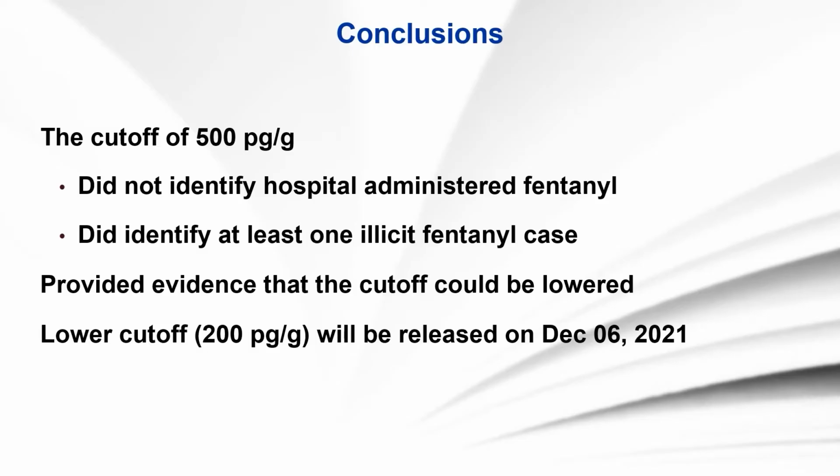So our conclusions from this study are that the cutoff of 500 picograms per gram did not identify hospital-administered fentanyl, and it did identify at least one illicit fentanyl case. This study provided evidence that the cutoff could be lowered, and so this is what we've been working on, and we are due to release a new lower cutoff on December the 6th. That new cutoff will be 200 picograms per gram.